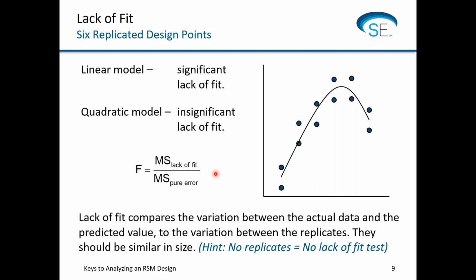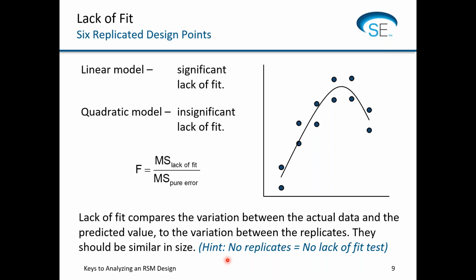The test is a test where we compare the variation between the actual data and the predicted value. So, we've got our actual data and we're comparing it to the prediction versus the variation between the replicates. So that says the MS of the pure error. This is the variation between the replicates. These 2 sources of variation should be similar in size, and then you'll get a non-significant lack of fit.